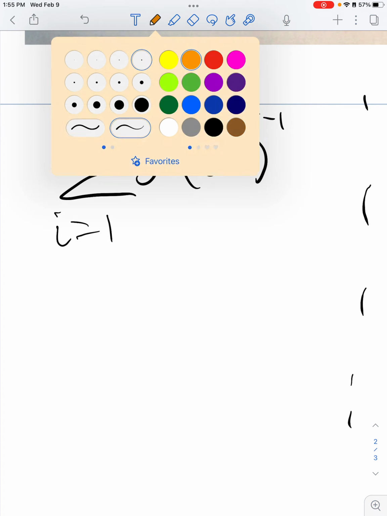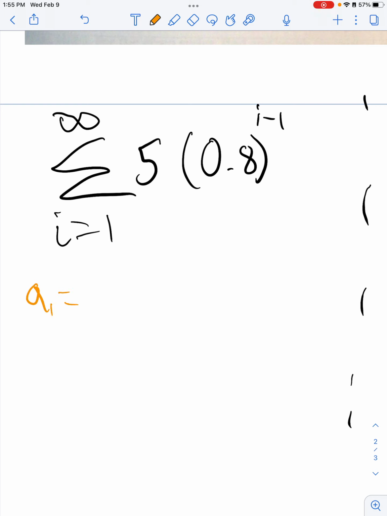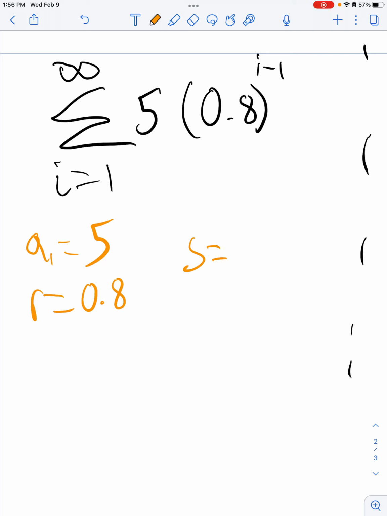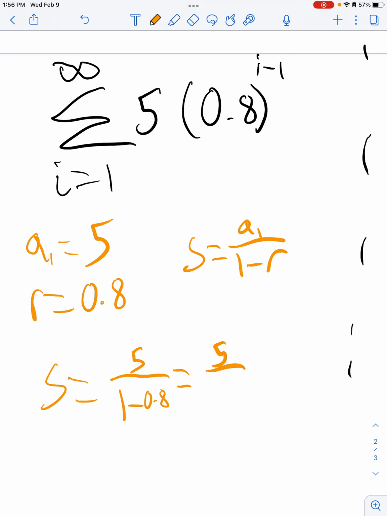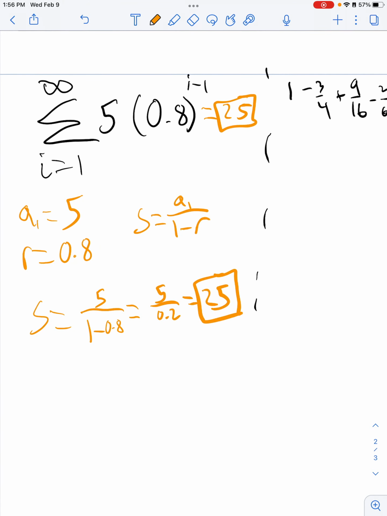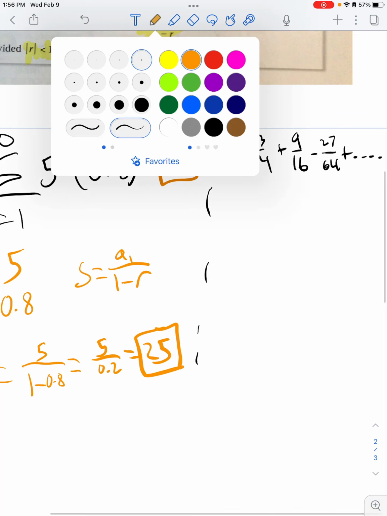So we'll start with this one on the left here. Again, using my formula, fill in what I know. I know my first term is 5, and that my r is less than 1. It's 0.8. So I can plug this into my equation. S equals a1 over 1 minus r. S equals 5 over 1 minus 0.8, which means that this is 5 over 0.2. And when you do 5 divided by 0.2, you get an answer of 25. So the sum of this is going to be approaching 25.